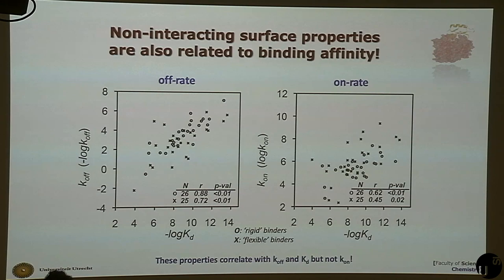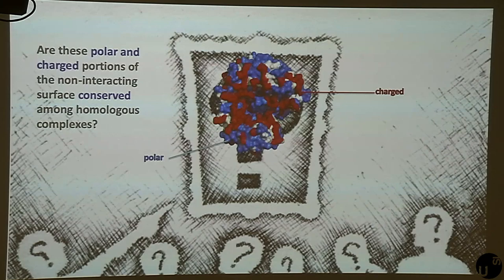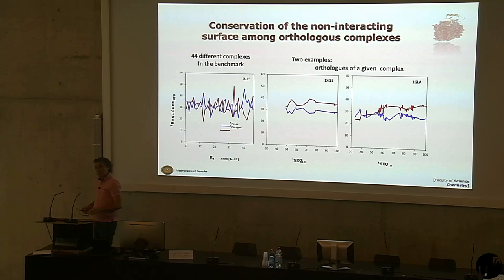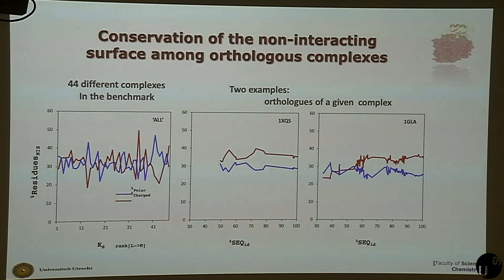I don't want to spend too much time going over all the details, but we analyzed all of that, and there is actually an explanation for the different effects. First of all, if there is a causality to it, the properties of the surface should be conserved along evolution, if you look at different complexes. And this is what we looked at. We have a subset of 44 non-redundant complexes, so there is no sequence similarity between those, and you see polar and charged, blue and red, and these vary greatly.